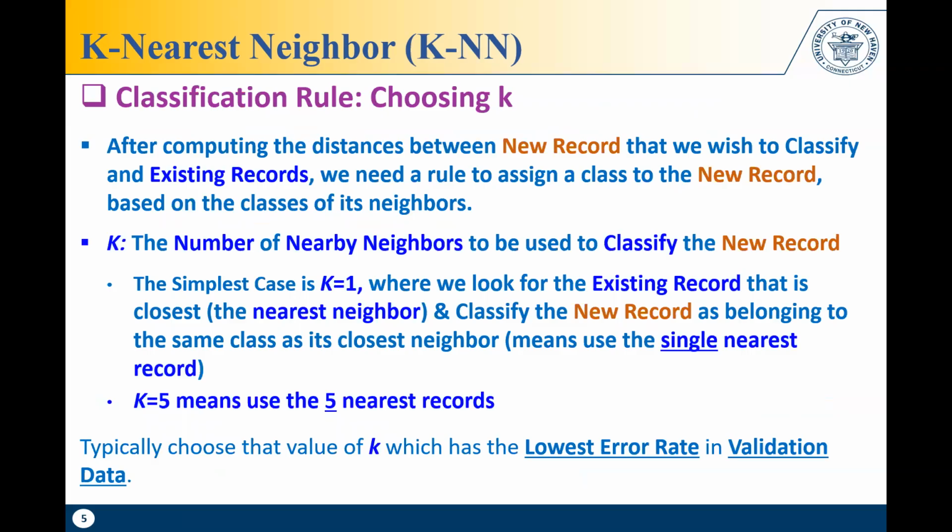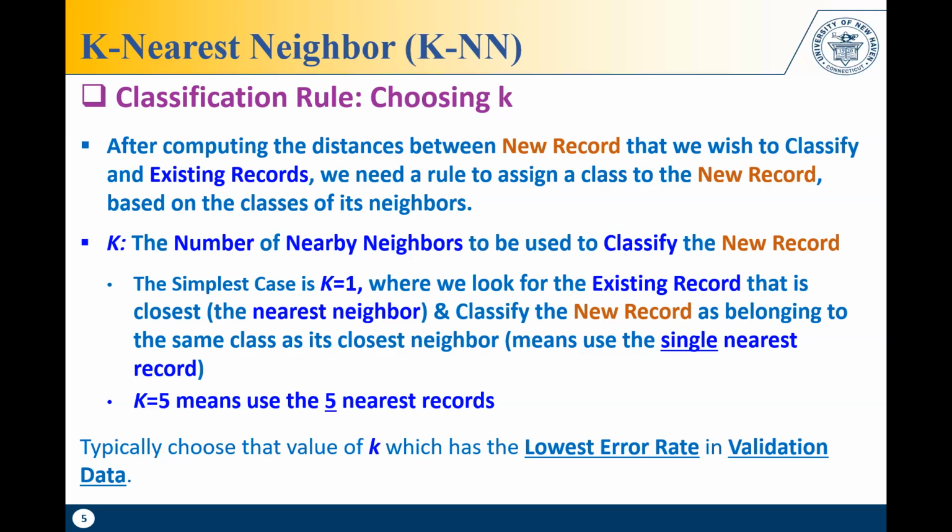Now let's see how we can choose K. After calculating the distance between the new record and the existing records, we need a rule to assign the new record to a class based on the class of its neighbors. And K is the number of nearby neighbors that are used to classify the new record. The simplest case is K equals 1, where we look for the existing record that is closest and we classify the new record as belonging to the same class as its closest neighbor.